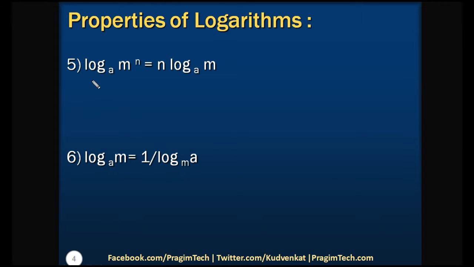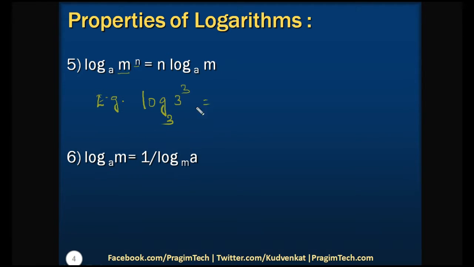The fifth property is logarithm of m to the power n to the base a is equals to n into log m to the base a. That means the number's power is multiplied with the logarithm, right? So let us consider one example. If it is logarithm of 3 cube to the base 3.